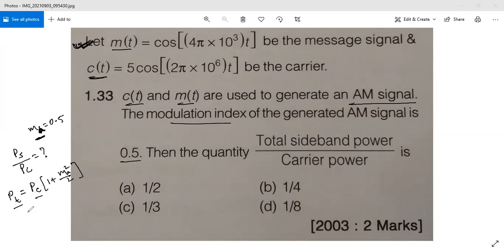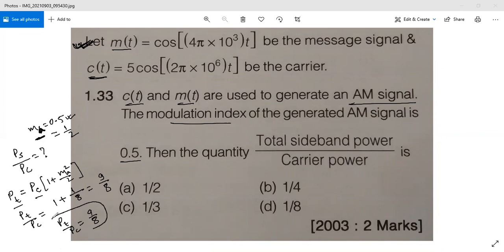So PT और PC का रेशियो अगर पता चल जाए तो क्या PS और PC का रिलेशन निकाल सकते हैं हम? So PT by PC equals 1 plus m square by 2. M is 0.5, and this 0.5, can it be written as 1 by 2? Yes, sir. 1 by 2 का square means 1 by 4, और यहाँ पर 2 पहले से है. So it should be 1 by 8, and it is equal to 9 by 8. So hame jo ratio mila, PT by PC is equal to 9 by 8.